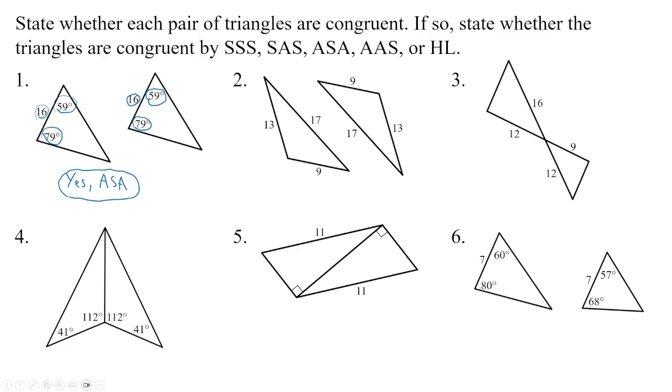All right, number 2. We know these two sides are congruent. These two sides are congruent. And these two sides are congruent. So yes, the two triangles are congruent, and they will be congruent by side, side, side.